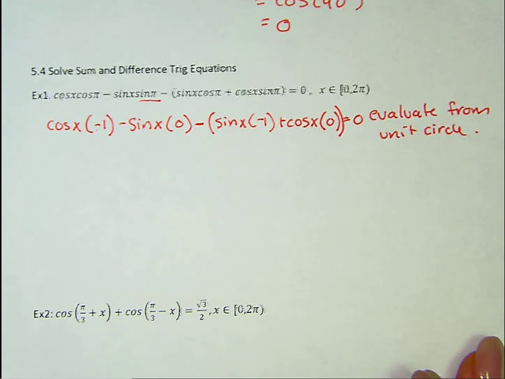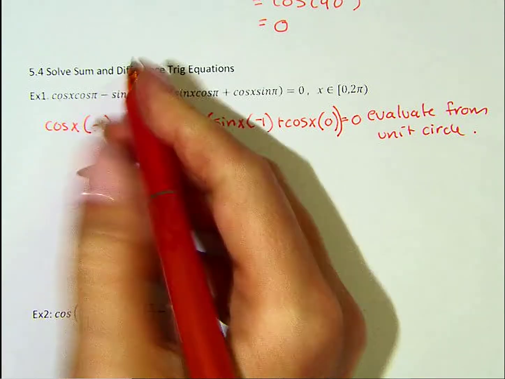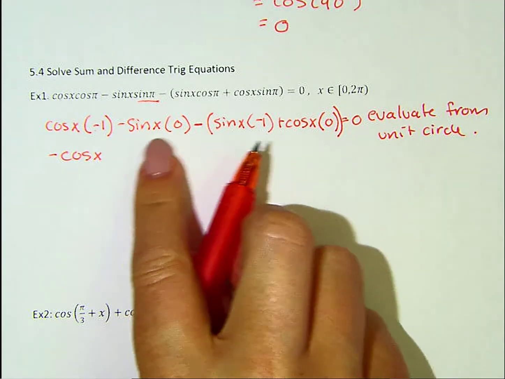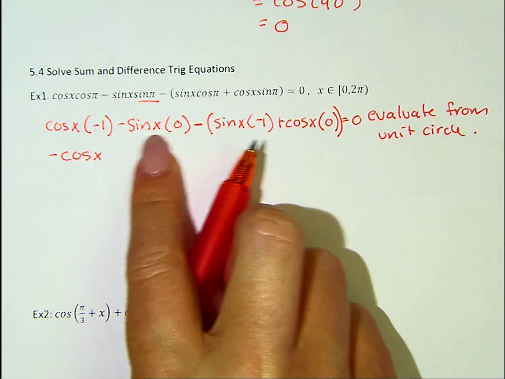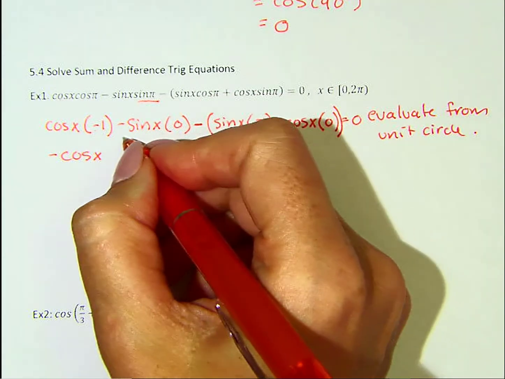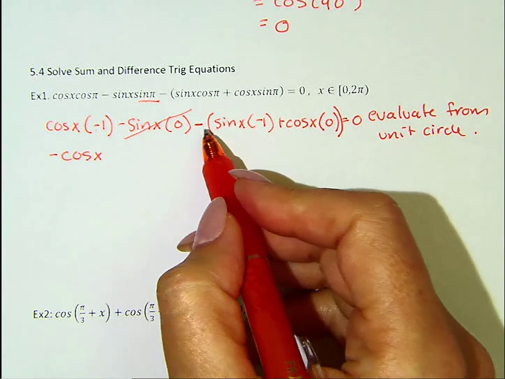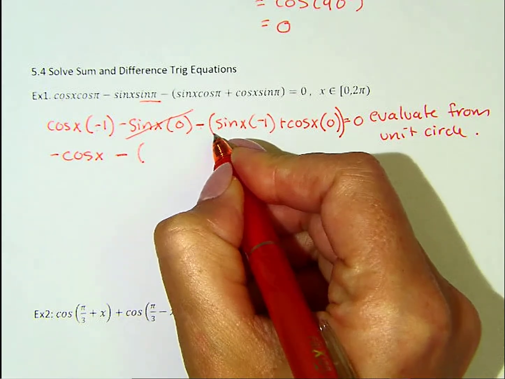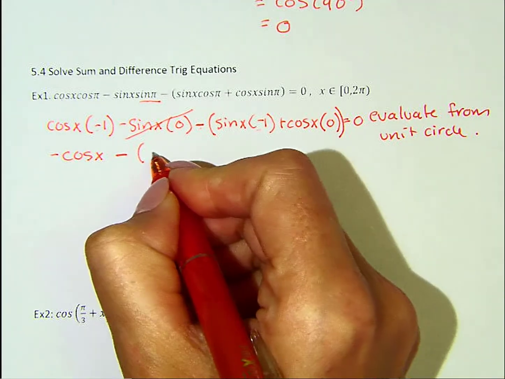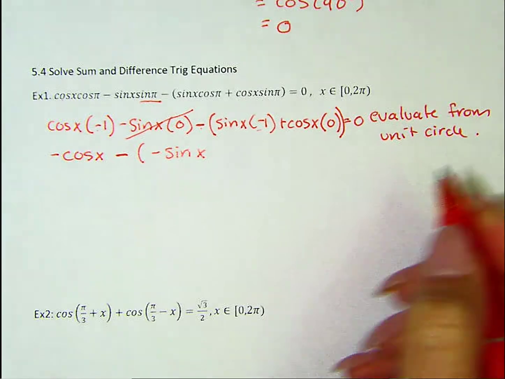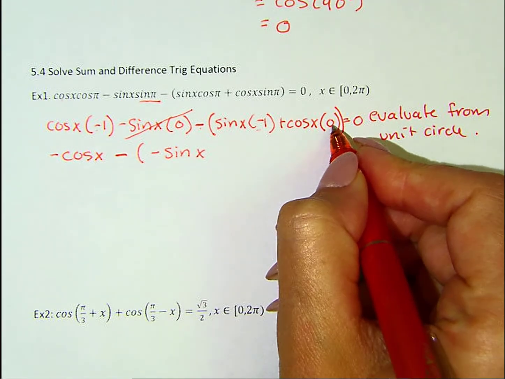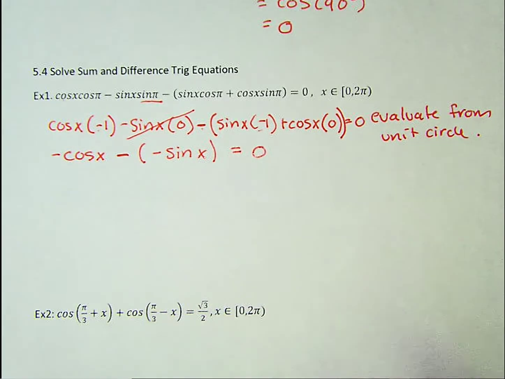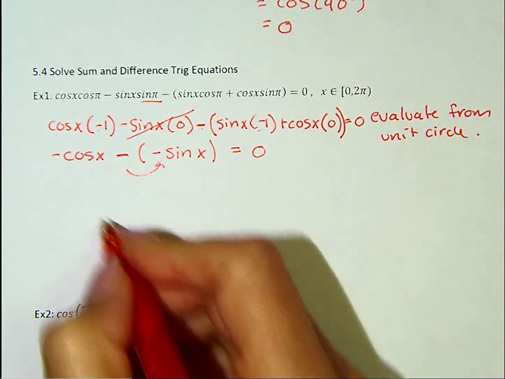So if I clean this up and simplify, I have -1 times cosine x. So I'm just going to bring that negative to the front. I have 0 times negative sine, so 0 times anything disappears. Then I have a negative, which is right here. I have a parentheses, which is right here. If I simplify, I get negative sine x, and then cosine x times 0. I'm going to distribute my negative.